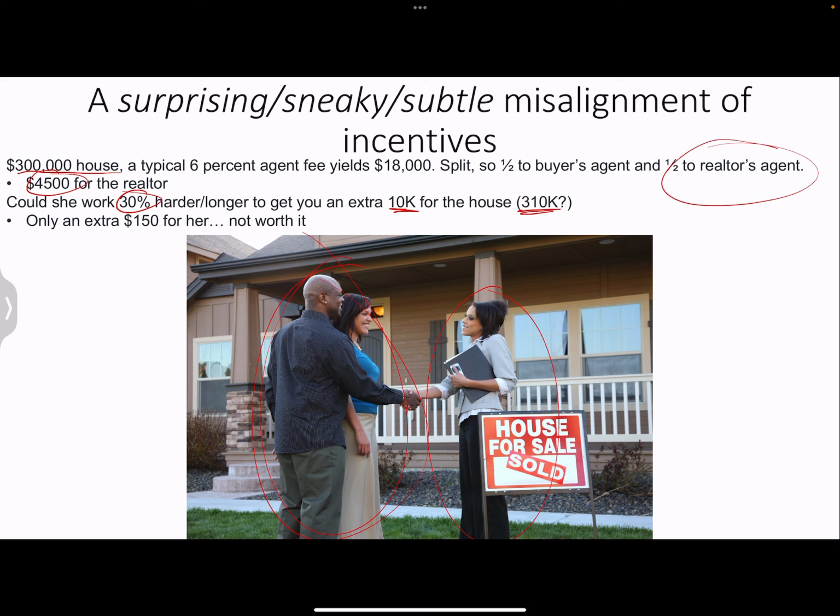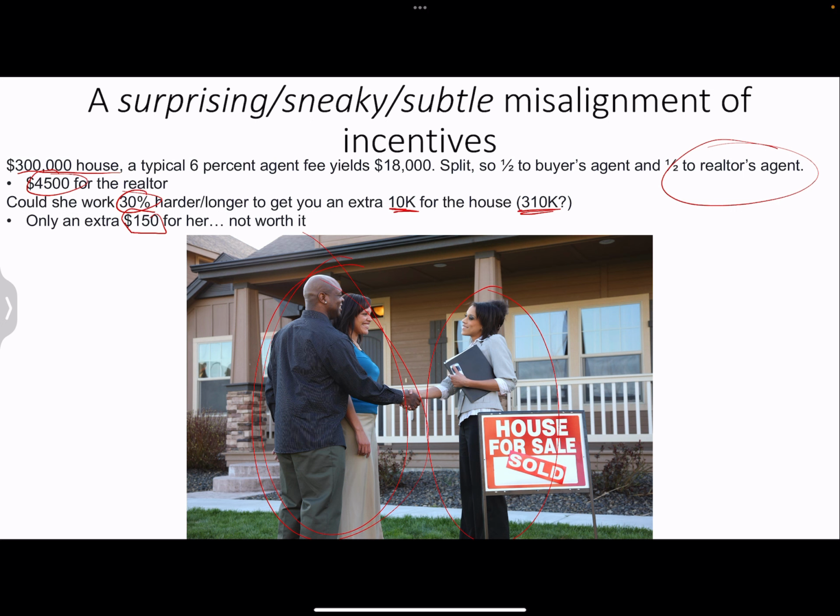After the realtor's agent, 50% is going to her broker fee. So in case the math didn't add up for you, it's 30% more work, and she's only making an extra $150. It's just not a good use of her time. And so she actually might want to sell the house for cheaper than they do.